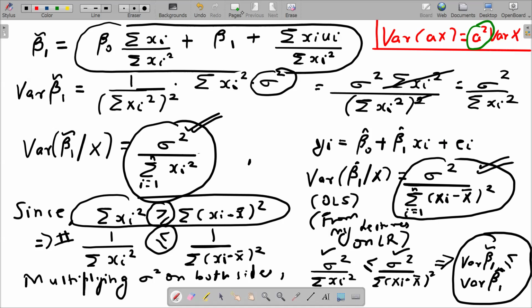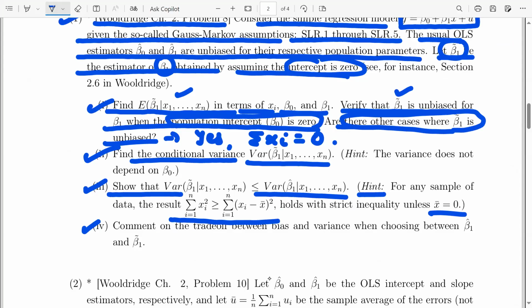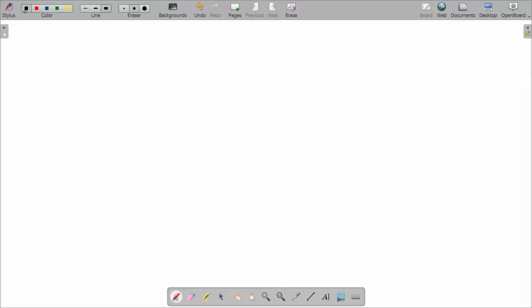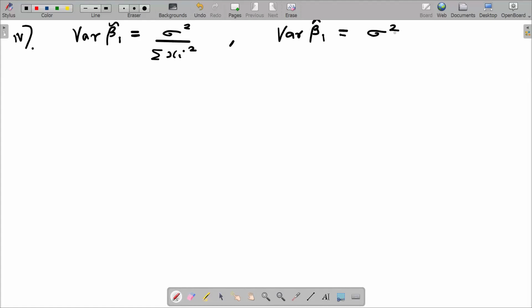Okay, coming back to the problem set, let's look at the last part. Comment on the trade-off between the bias and the variance when choosing between beta 1 hat and beta 1 tilde. So when I have to choose between beta 1 hat and beta 1 tilde, we need to show that there's a trade-off between bias and variance. So if I come back to the whiteboard, erasing all this off for part 4, I'm just writing first of all that variance of beta 1 tilde had come out as sigma square over summation xi square, and variance of beta 1 hat, all these are conditional on the x's, has come out as sigma square over summation xi minus x bar square.